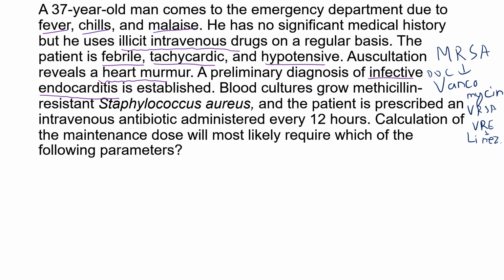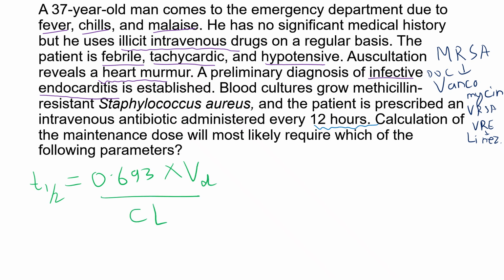Fine. Patient is prescribed an intravenous antibiotic administered every 12 hours. Okay, calculation of the maintenance dose. Now first let us take a look at the pharmacokinetic parameters we are aware of. First one is half-life, which is equal to 0.693, that is natural logarithm of 2, into the volume of distribution upon clearance. These are the parameters we are aware about.